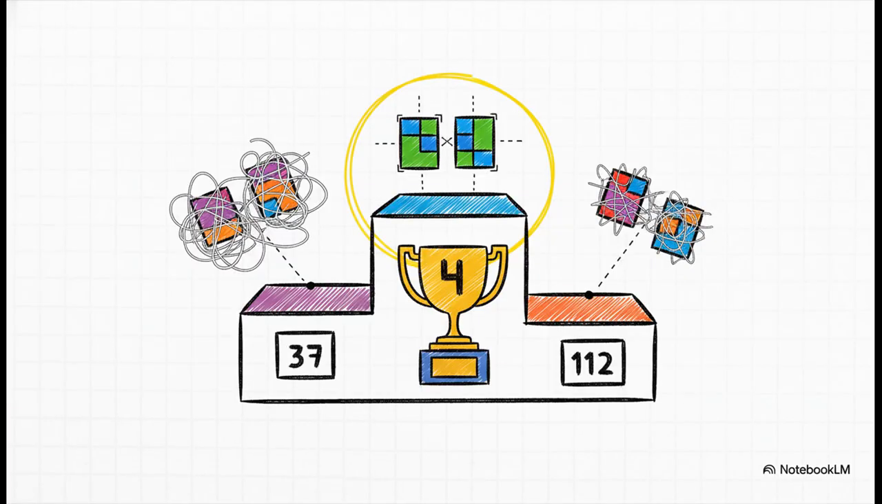And what's so cool here is we can see the results of that game. The winning match has a tiny score of just 4. I mean, look at the other possible positions. They give a much higher score, like 37 or even 112. It's a no-brainer for the computer. The lowest score wins, so it knows with absolute certainty this is the match.